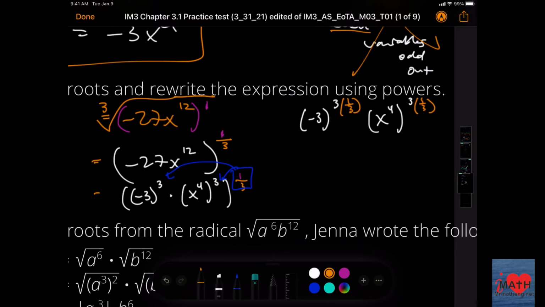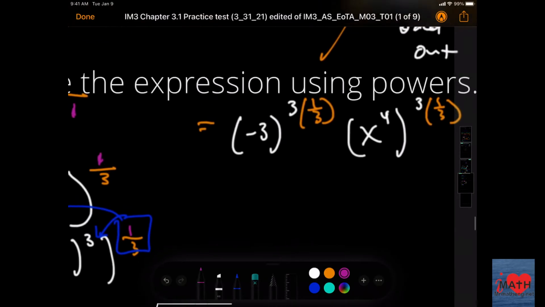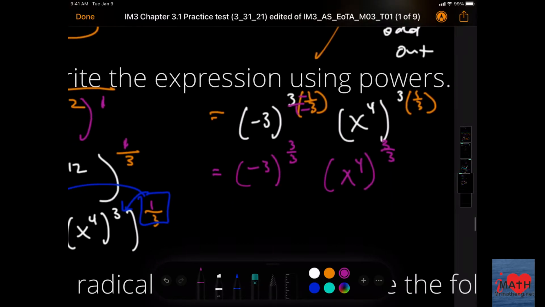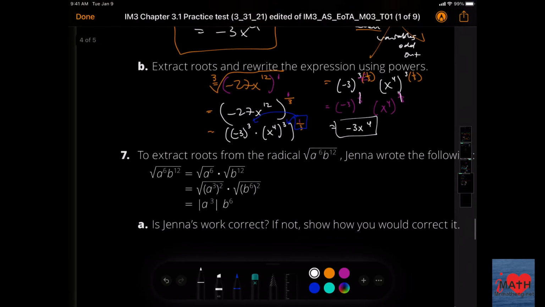The properties of exponents allow us to distribute that power. And if you think about it, you just multiply across, you get 3 times 3. 3 times 1 is 3, and 1 times 3 is 3, so you're going to have negative 3 to the 3/3, and x to the fourth to the 3/3. And what's 3 divided by 3? Just 1. Essentially that cancels, right? So you're just left with negative 3x to the fourth power. And that's our answer for 6b.